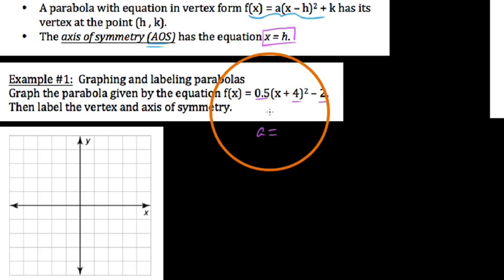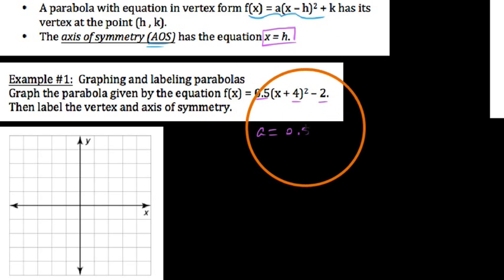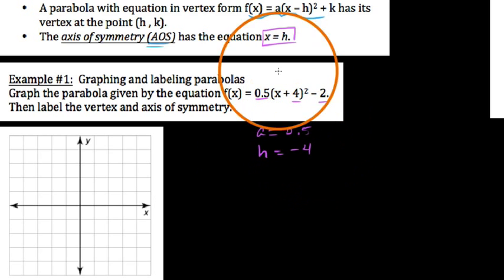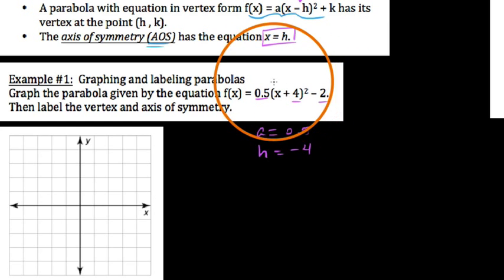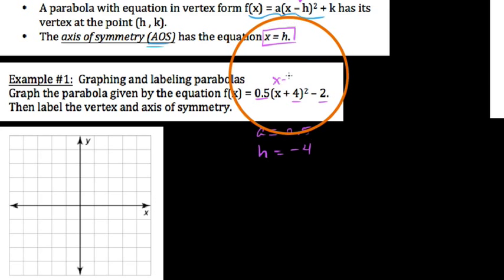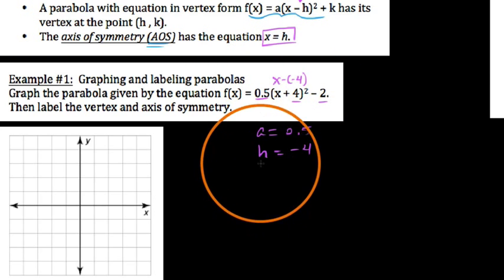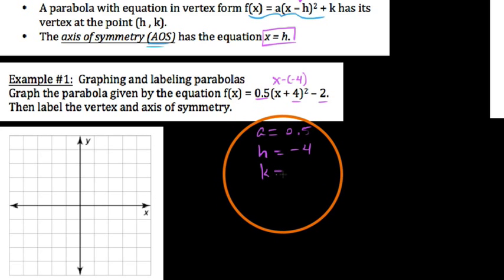In this particular case, we observe that a is a half. We have an h value that comes out to be -4. Remember that in this formula up here, because we have a subtraction relationship between x and h, this is actually x minus -4. So the h value is -4, and then our k value is -2.